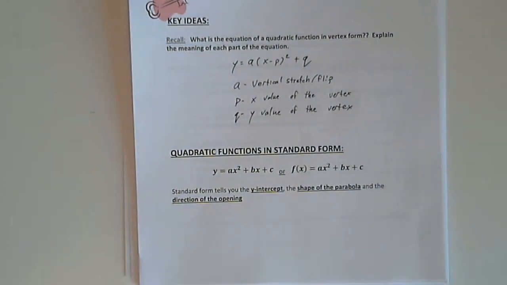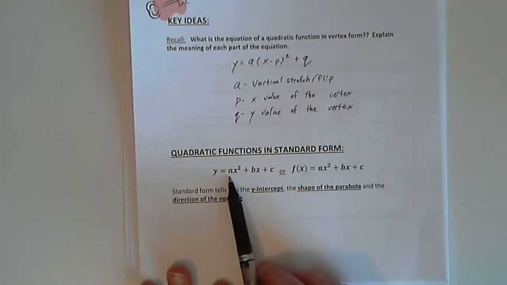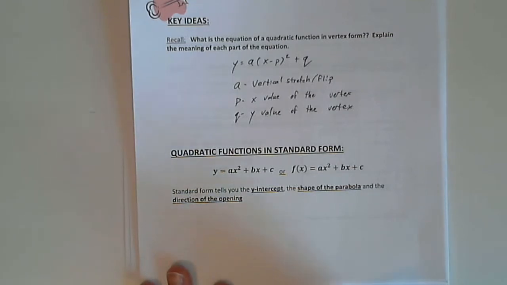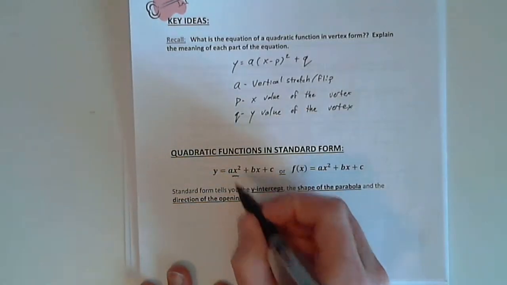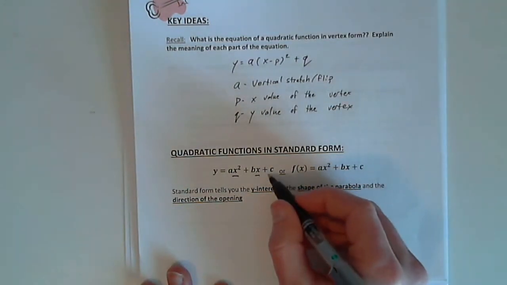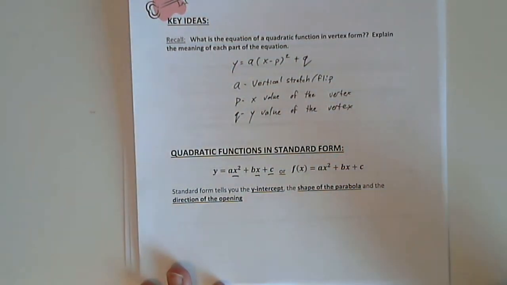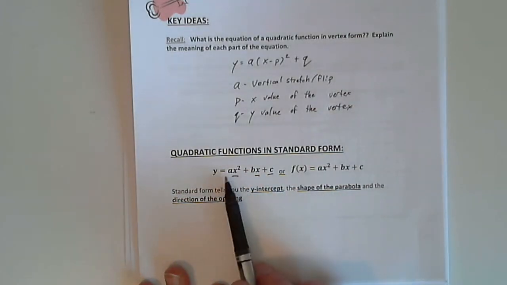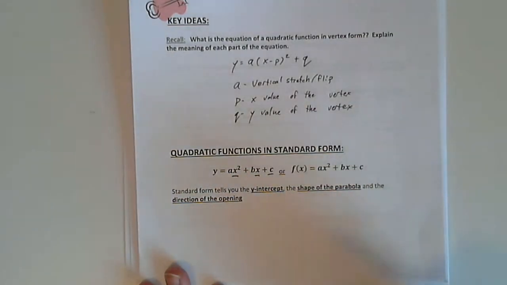So quadratics in standard form. Two ways to look at it. This is just completely expanded out, which is what we call standard form. There will always be a term with an x squared, there'll always be a term with an x, and there'll always be a constant at the end, although some of these values could be 0. Your c value could be 0, you could just have something like 3x squared plus 2x, and that would still be a quadratic in standard form.